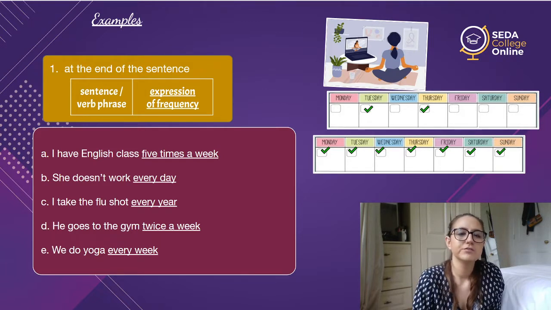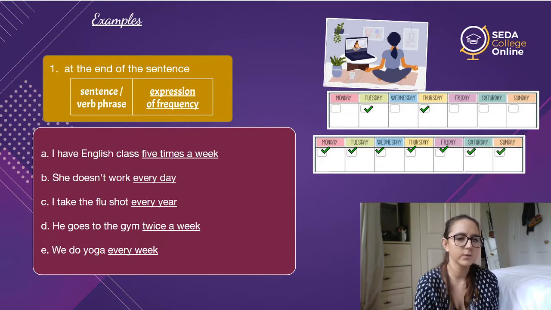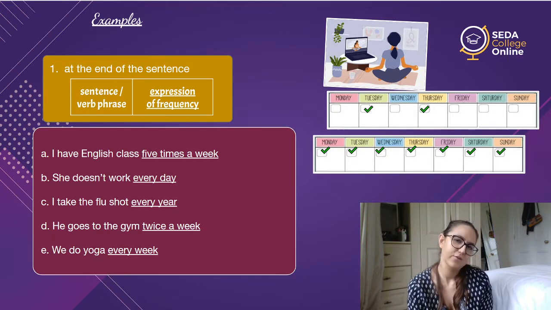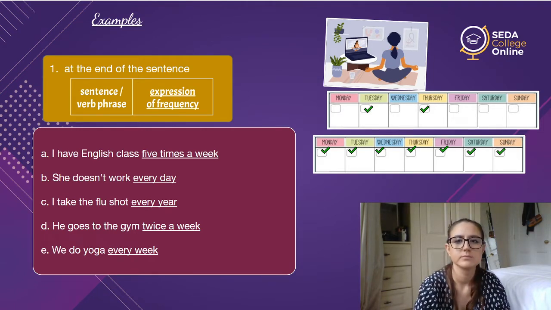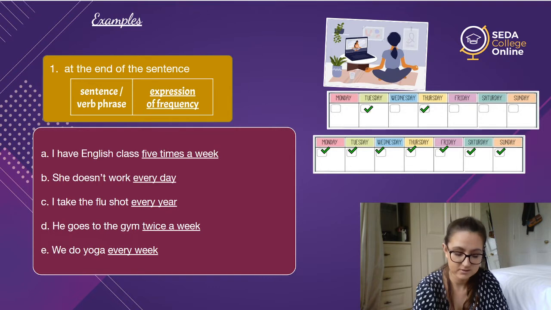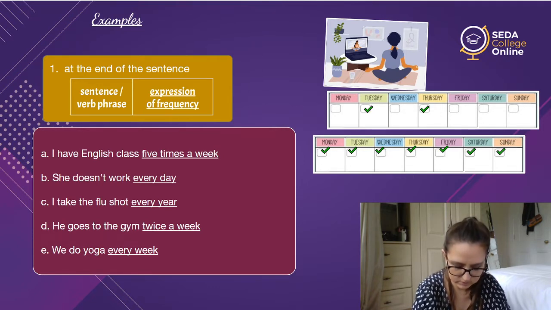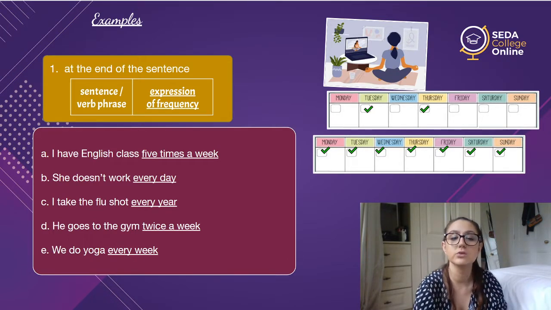End of the sentence. 5 times a week, every day, every year, twice a week, every week. There you have it. So now, next one is an exercise. So I hope you have everything ready. You took your notes and you remember in your head everything you should do.